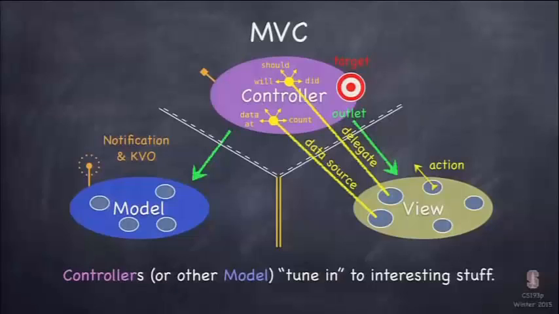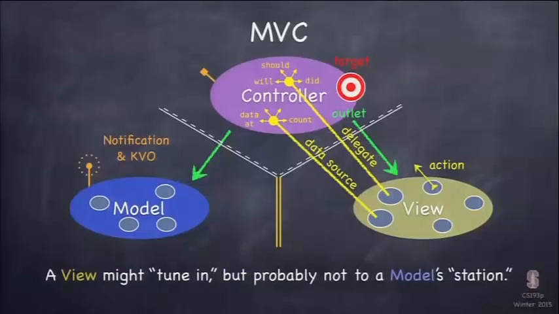So towards the end of the quarter, we'll start seeing how to do notification to find out, for example, if the data in a database changes. We'll get a notification. The controller can then go talk to the model to get the new info. Some people have asked, can a view tune into the radio station? They probably could, but you probably wouldn't want to do that. That would probably be a violation of MVC.